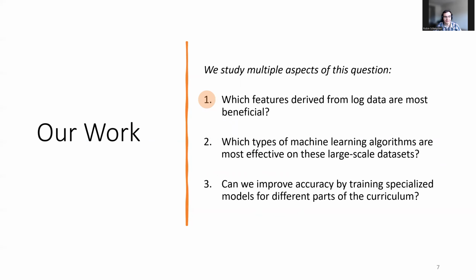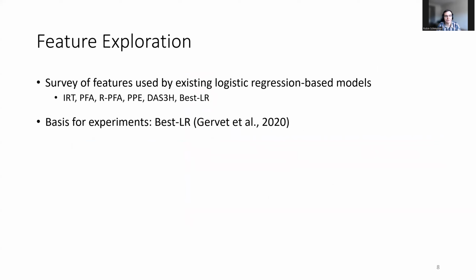Now moving to the first point, which features derived from log data are most beneficial for student performance predictions? We start our feature exploration by surveying existing features from existing logistic regression-based models in the literature. Among others, IRT, PFA, RPFA, PPE, DAS3H, and BestLR. All these models use different features, and for our evaluation, we survey their features and use them as basis for our feature pool. The BestLR model is going to be particularly important for our later feature evaluation.